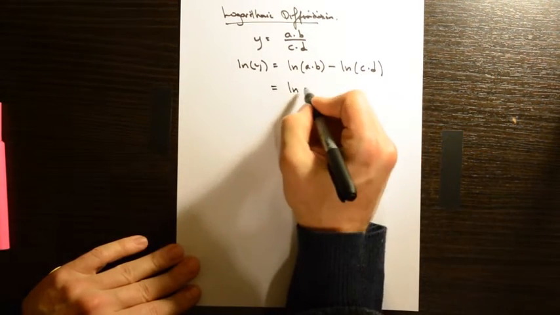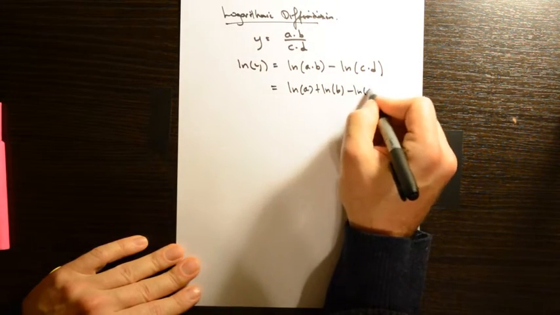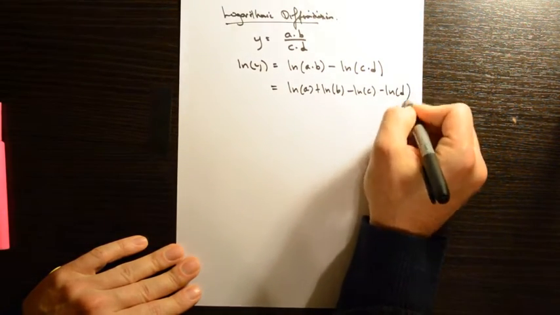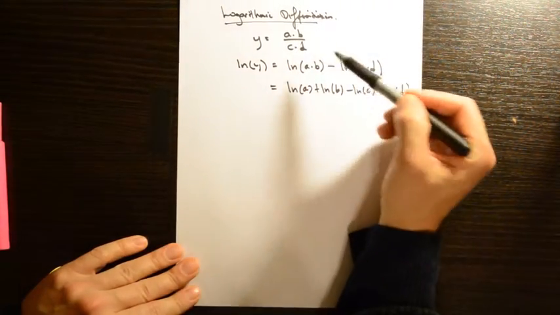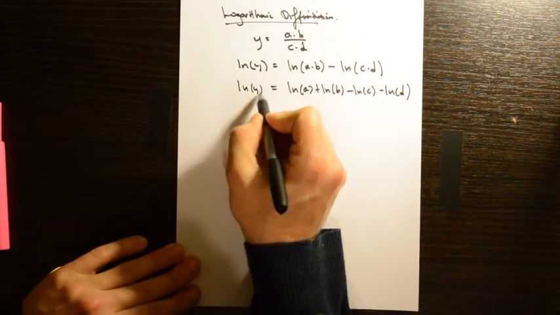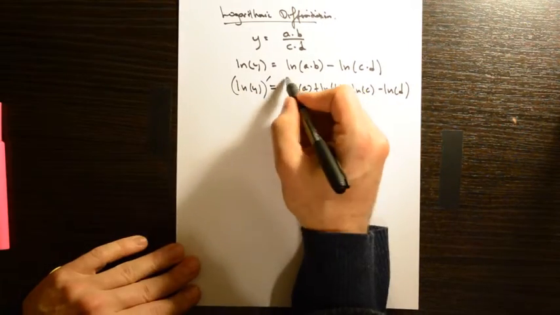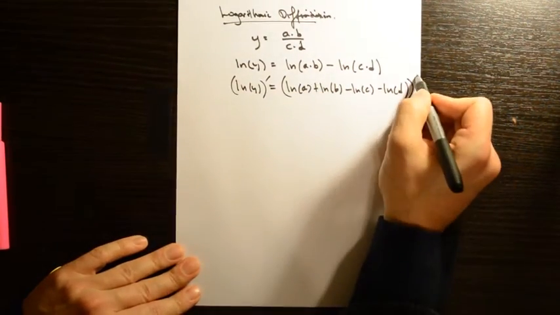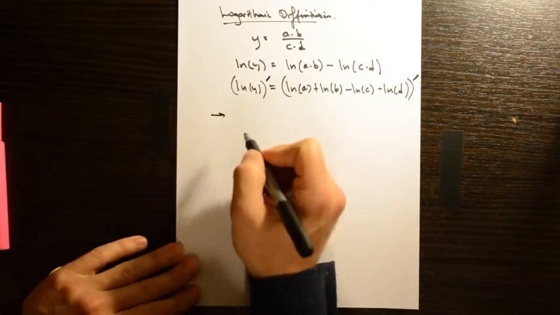And this will be the natural log of a plus the natural log of b minus the natural log of c minus the natural log of d. Notice here we have quotient and product rules for the logarithm. Now if we take the derivative on both sides, so we'll differentiate on this side with respect to x and on this side with respect to x, we can again use our derivative rules and implicit differentiation.